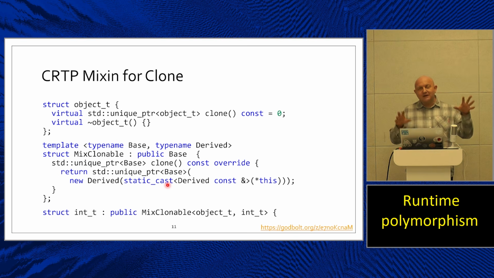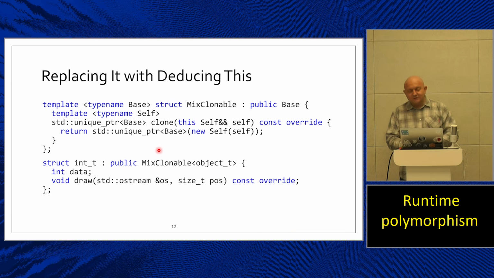And static and dynamic polymorphism are not enemies. They can complement each other. And in modern C++, we can simplify this further using deducing this. Now, the mixin doesn't even need the derived template parameter explicitly. We need only base here to derive. The type of self, like of this, of self, is deduced automatically. This is deducing this pattern.